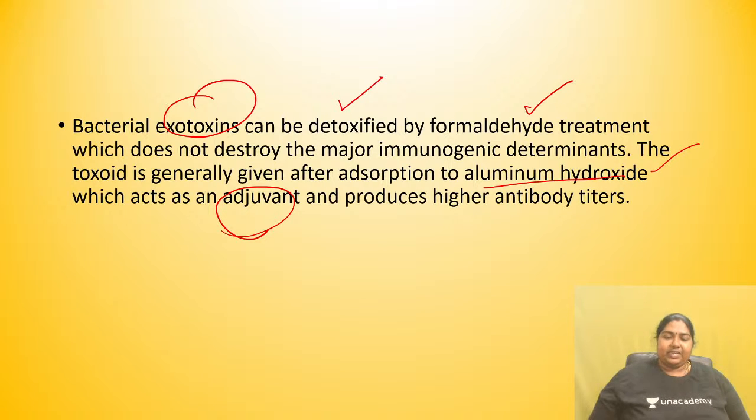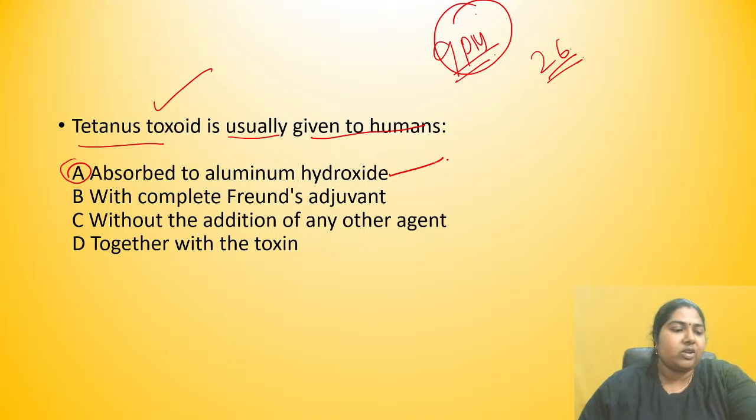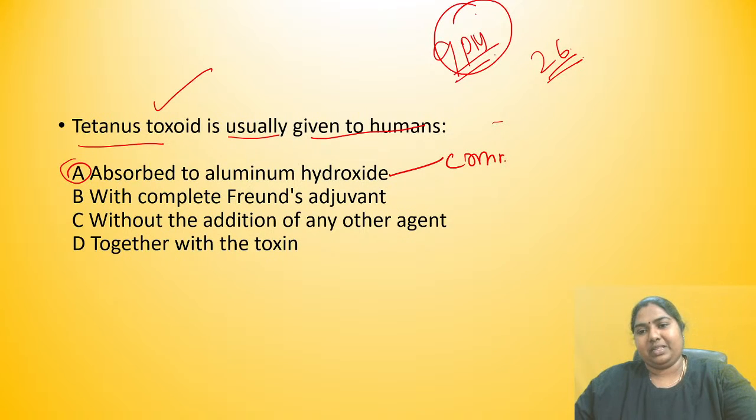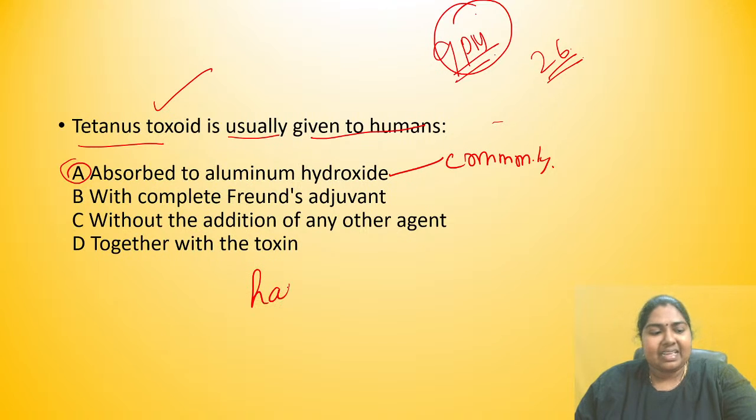Alum is an adjuvant, right? So this tetanus toxoid is going to get absorbed with this alum hydroxide or aluminium hydroxide. This is the most commonly used method. Adjuvant means they will be binding and they are used as a carrier. So what happens is, with the adjuvant, generally you have the haptens.